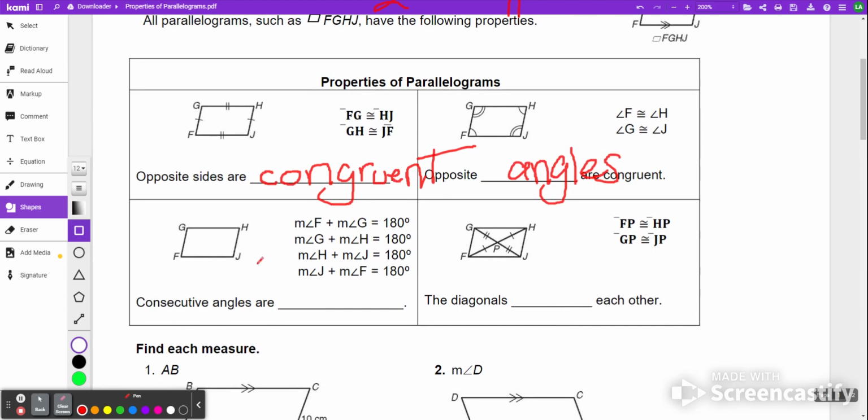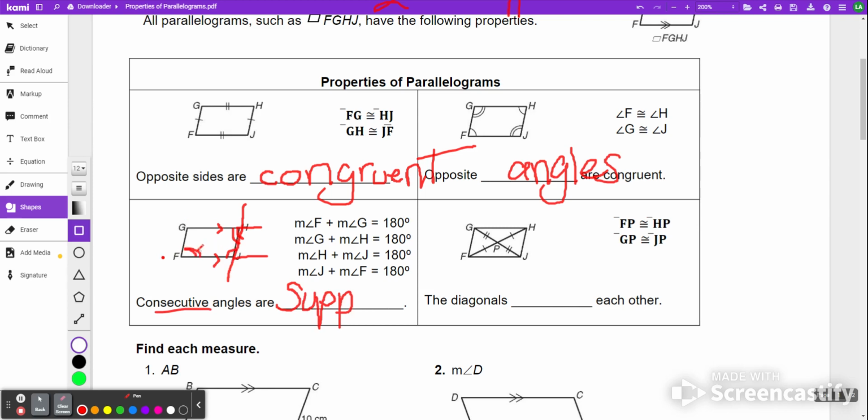Consecutive angles. Now, this is interesting. Because this is a transversal and these are parallel, these are same side interior, and same side interior are supplementary. So it doesn't matter which two you pick, right? Two in a row. So consecutive means two in a row. So one here and one here.